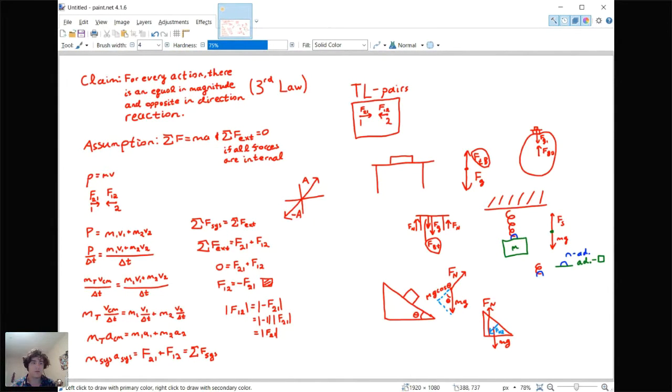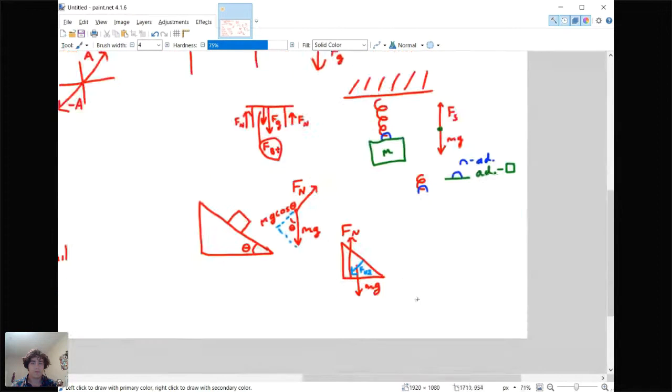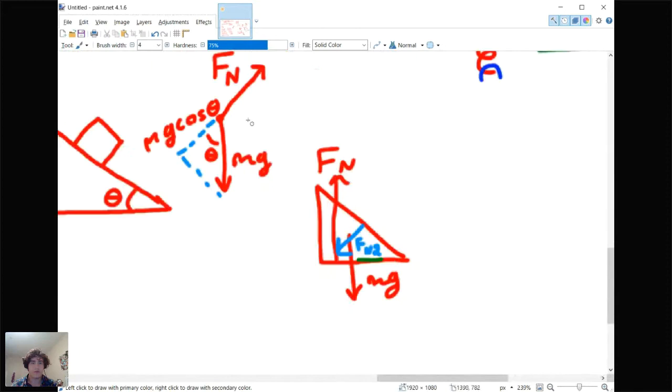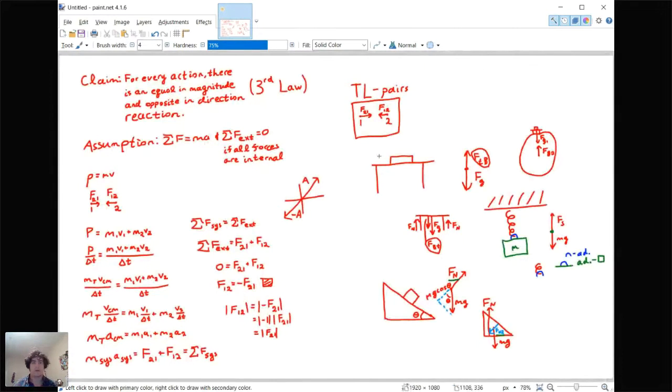So, put that in green again. This and this are third law pairs, not the normal force and the gravity, not the normal force and the perpendicular component of gravity. Those two normal forces are the third law pair. So again, we have to really think about this kind of stuff.